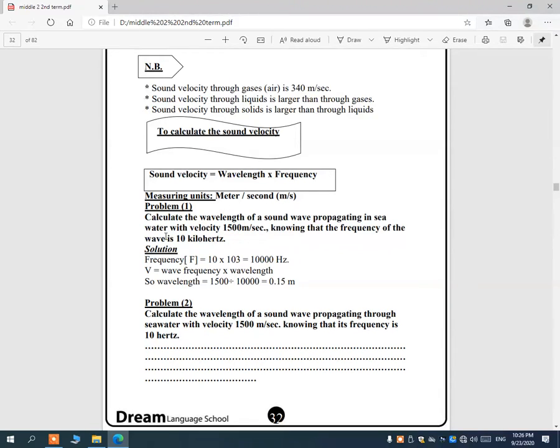Here in this problem, we need to calculate the wavelength. If we want to calculate the wavelength, we will make the sound velocity over frequency. Sound velocity over frequency. But here the frequency equals 10 kilohertz, and we need to use the frequency in hertz, so we will convert from kilohertz to hertz. So we'll take this number 10 times 10 power 3 to convert it from kilohertz to hertz.